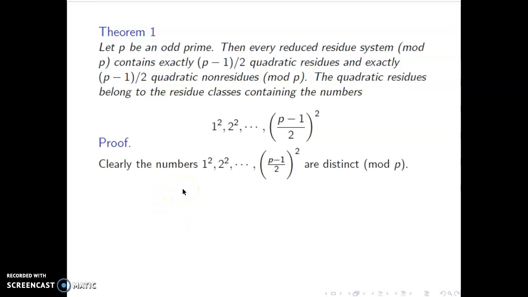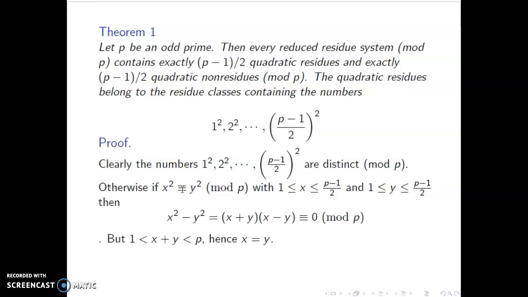Let me prove this. Clearly the numbers 1 squared, 2 squared and so on up to ((p minus 1)/2) the whole squared are distinct mod p. How do we know that? Otherwise, we would have x squared congruent to y squared mod p with x lying between 1 and (p minus 1)/2 and y also lying between 1 and (p minus 1)/2. But then x squared minus y squared can be written as (x plus y) times (x minus y), and that is congruent to 0 mod p.